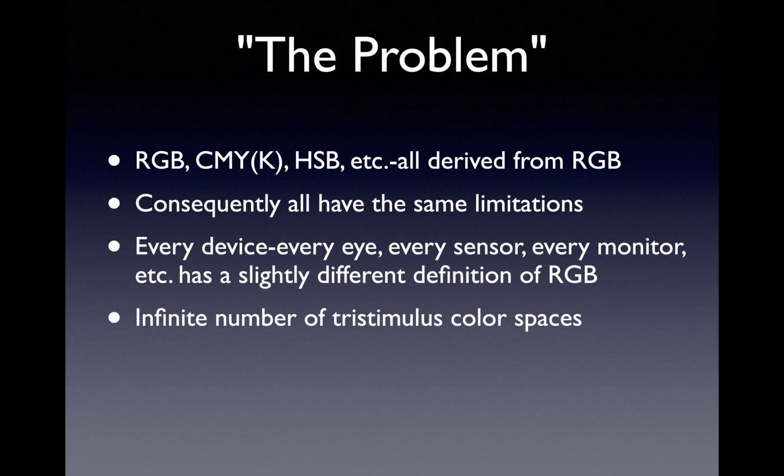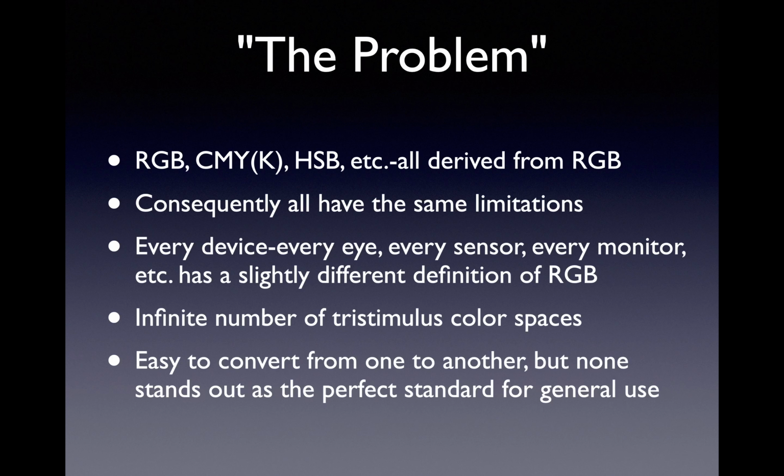There are an infinite number of these spaces. It just doesn't end. Every single eyeball in the entire world has its own unique space. Every printer, every monitor, every camera, every phone, everything. I mean, think about the trillions of things that we're talking about here, and they are all unique. That presents a huge problem for us because what we need in our world is consistency. We need to eliminate those variables. We cannot have this. This is an untenable situation. It is actually very easy to convert from one of these spaces to another. However, none of them stands out as the perfect thing for general use.